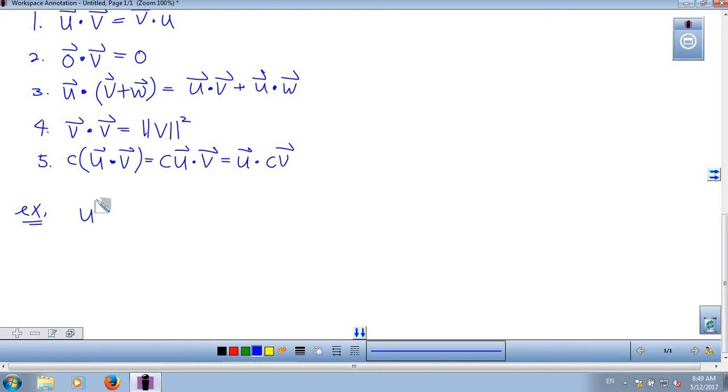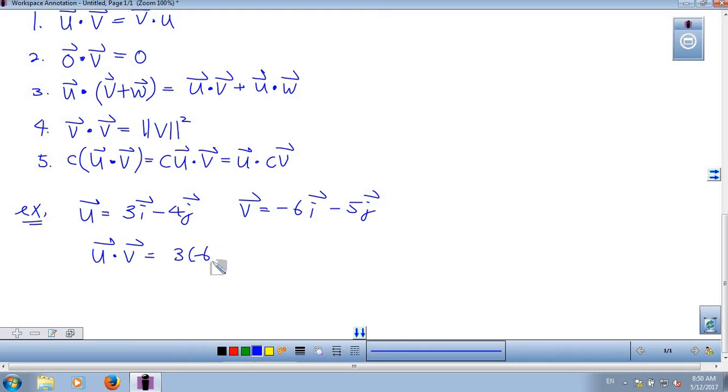Now let's do a few quick examples. Let's say u is equal to 3i minus 4j, and vector v is negative 6i minus 5j. Let's find out what u dot v is by using the component form. It will be 3 times negative 6 plus negative 4 times negative 5. So it will be negative 18 plus 20, which is equal to 2.